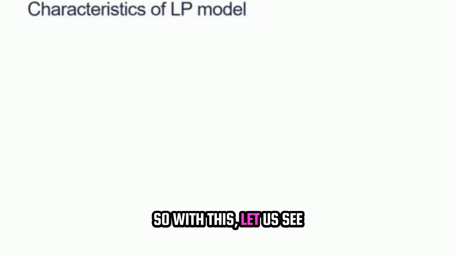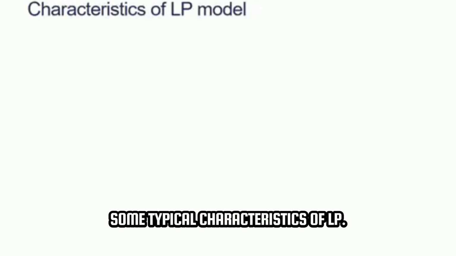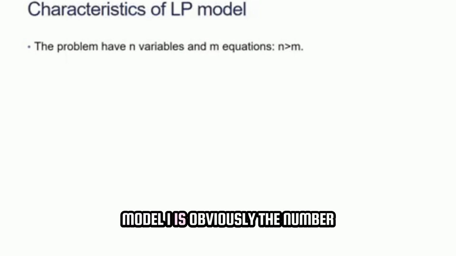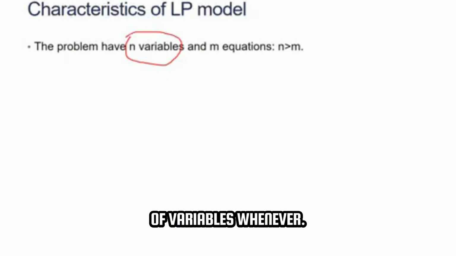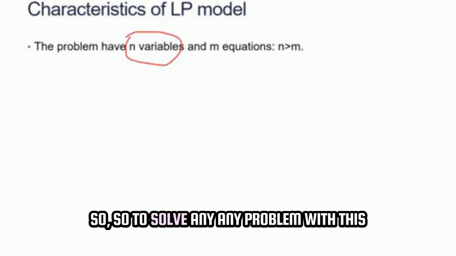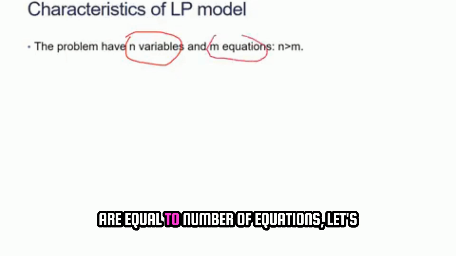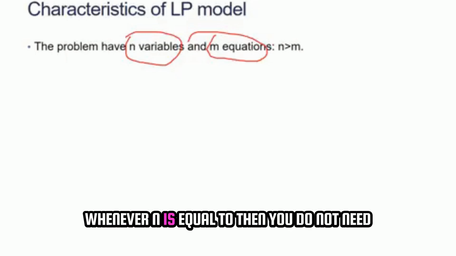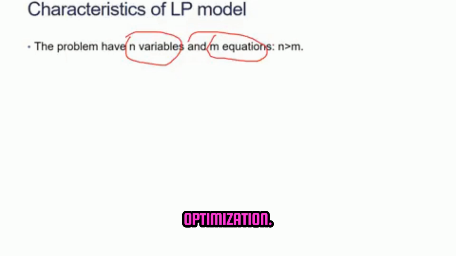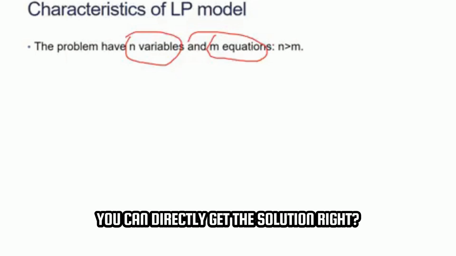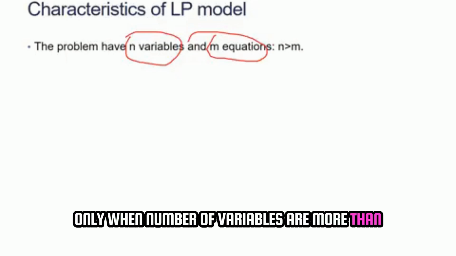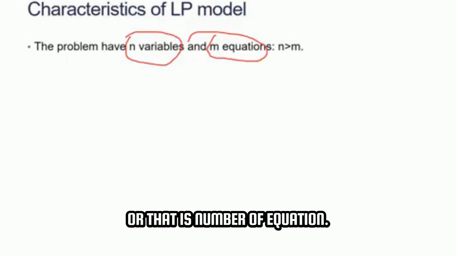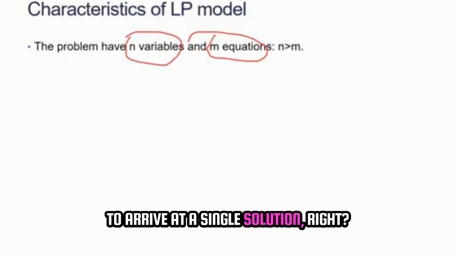Right. So with this, let us see some typical characteristics of LP model. One is obviously the number of variables. To solve any problem with this condition, if let's say the number of variables is equal to the number of equations, let's assume n is equal to m, then you do not need optimization. You can directly get the solution, right? Only when the number of variables is more than m, that is the number of equations, you need an optimization problem to arrive at a single solution, right?